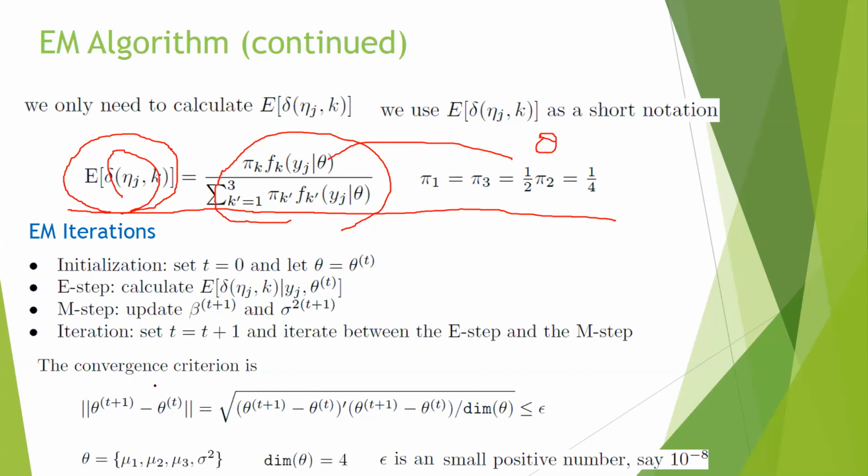Once this convergence criterion is met, so for example, the difference between the estimated parameter values at the T step and the T plus 1 step is sufficiently small, then we can stop. And this estimation will become your MLE estimation. And then you are done with your job. So you can successfully estimate the population means for these 3 genotypes. So is that clear?